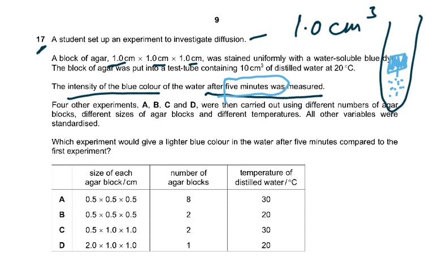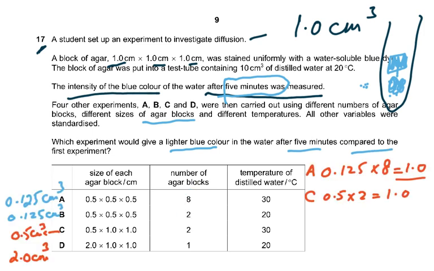4 other experiments A, B, C, D were carried out using different numbers of agar blocks, different sizes of agar blocks, different numbers and different sizes. You can see the numbers are different and the sizes are different as well. And different temperatures. All other variables were standardized. Which experiment would give a lighter blue color? A dark blue color or a light blue color in the water after 5 minutes compared to the first experiment.